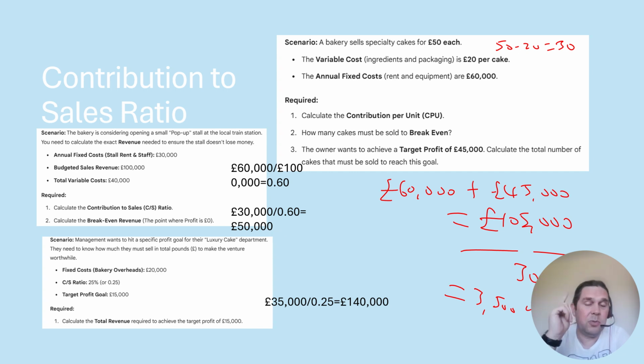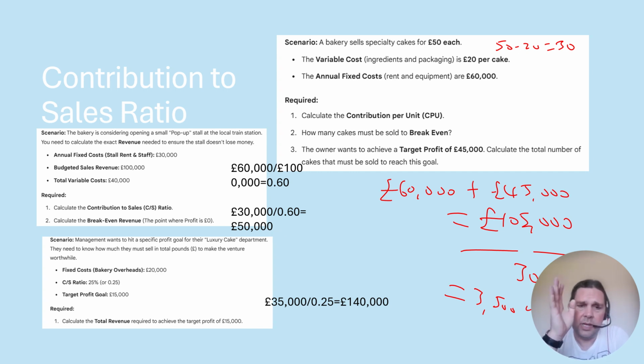But like I said, contribution to sales. The contribution to sales is the proportional contribution we make for every pound of revenue. So we look at this particular issue. So the top left underneath the title. So the bakery is considering a small pop-up shop. We've got £100,000 worth of revenue, £60,000 worth of contribution, because we've got £40,000 worth of variable costs.